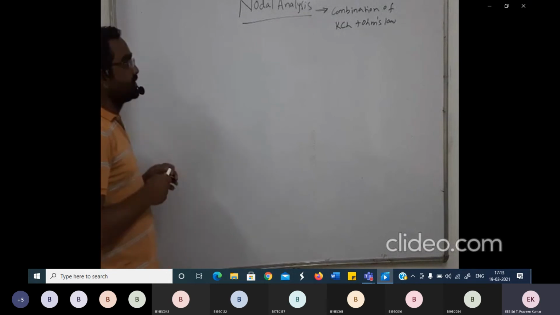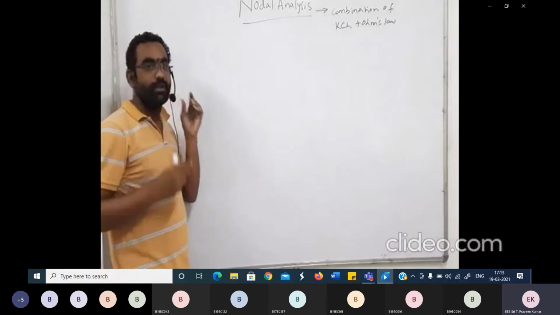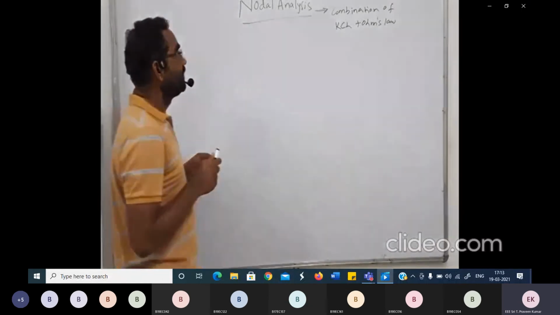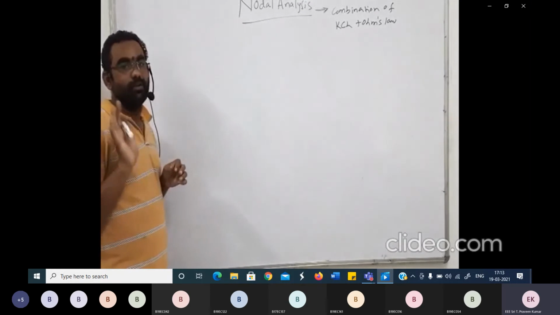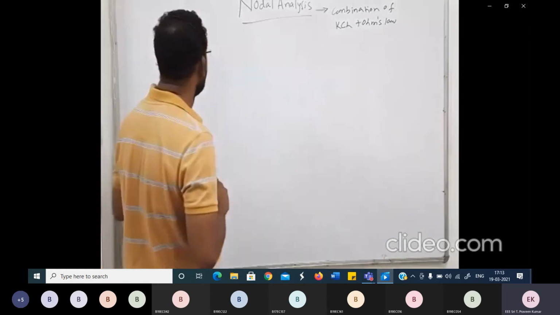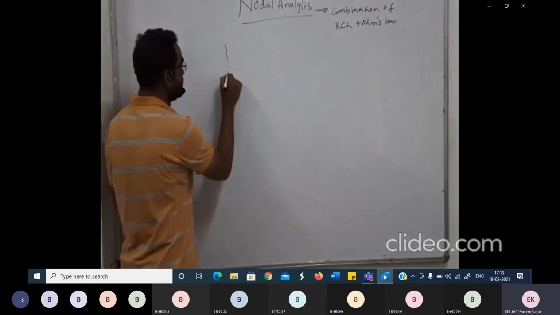So I have told you in the last class also, mesh analysis is nothing but a combination of what? KVL and Ohm's law, whereas nodal analysis is a combination of KCL and Ohm's law. So this can be a 1 mark question in any competitive examination. Now let us see. I have a circuit diagram like this.